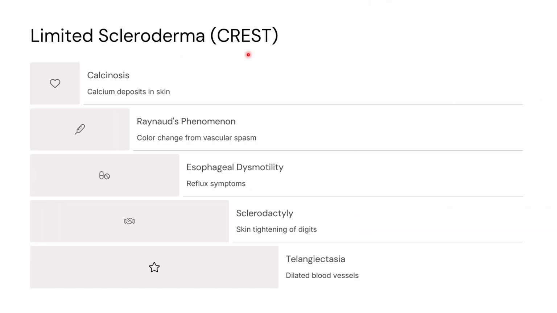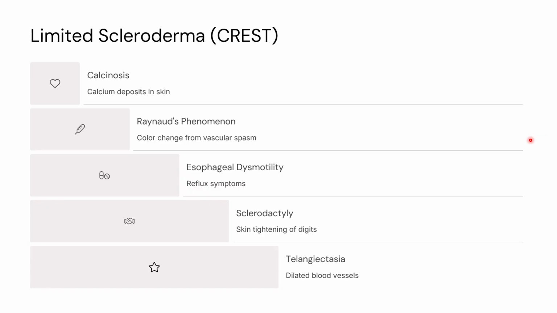What do you know by CREST? CREST is the limited scleroderma, where C stands for calcinosis cutis, that is the calcium deposits in the skin. R stands for Raynaud's phenomenon, that is color change following vascular spasm. E stands for esophageal dysmotility, that is reflux symptoms. S is sclerodactyly, skin tightening of the digits. T stands for telangiectasia, or the dilated blood vessels.